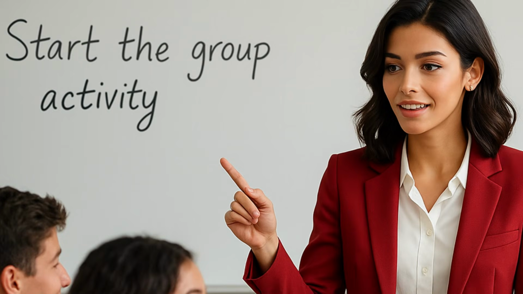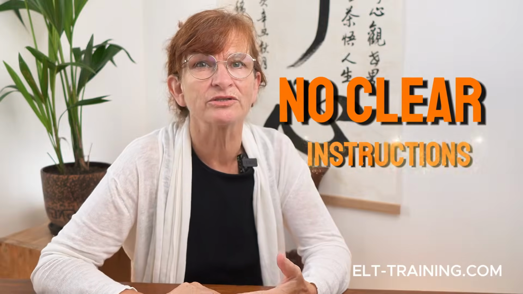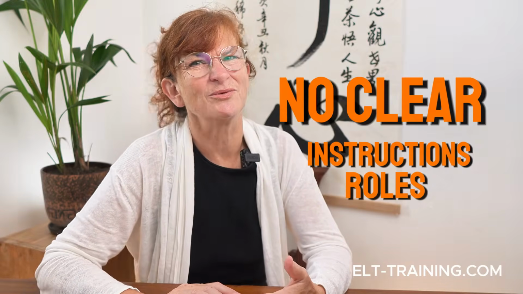Okay, so what went wrong and how did Anna fix it? First, she realised that she just said "working groups" and left it at that. No clear instructions, no roles, no real structure. And as she discovered, most learners need that structure, otherwise chaos reigns. So next time, she gave them clear steps.